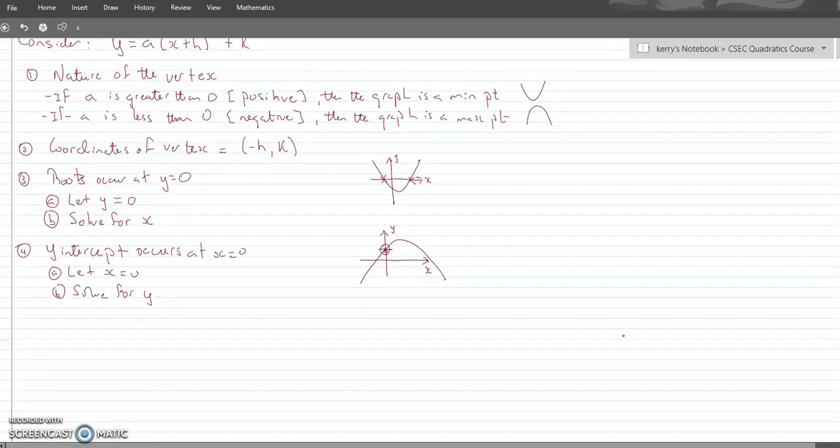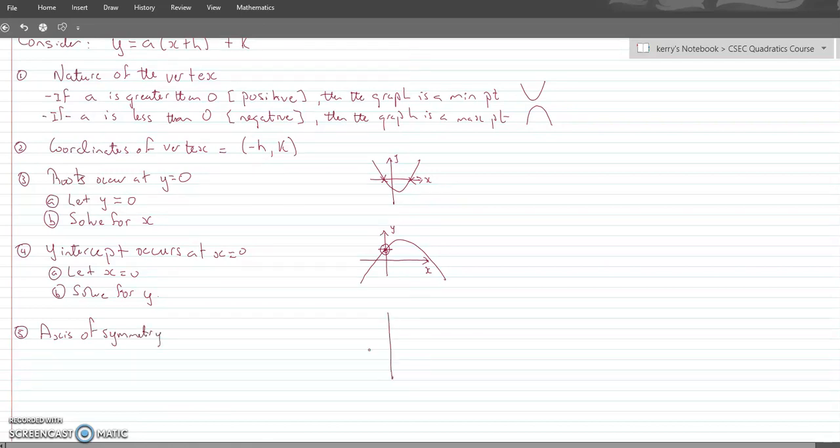And look at how much information you're getting from vertex form. It is so useful. You could use this to sketch your entire graph. Now, there are other ways to find these things, but if you're getting them all in one, it is very, very easy. Next one now, step 5. The next thing that I taught you about is the axis of symmetry.